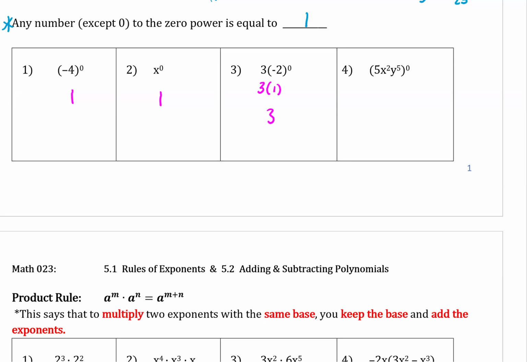And number 4, we have a base of 5x squared y to the 5th. All of that is to the 0 power, which is 1.